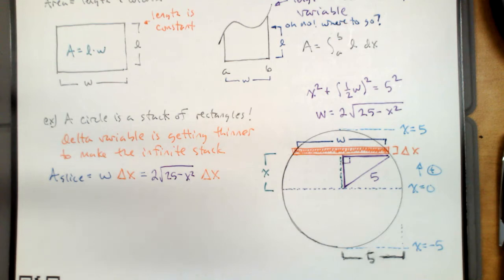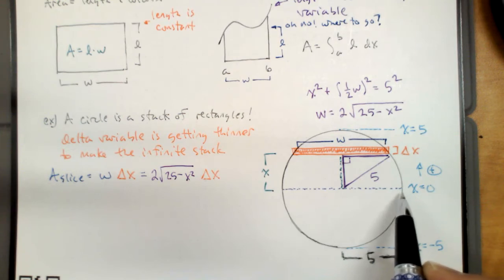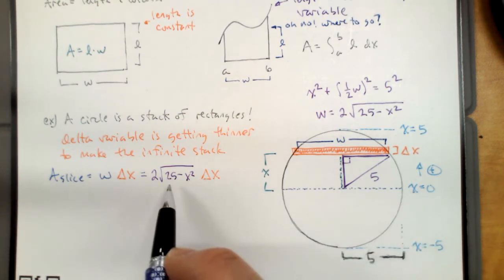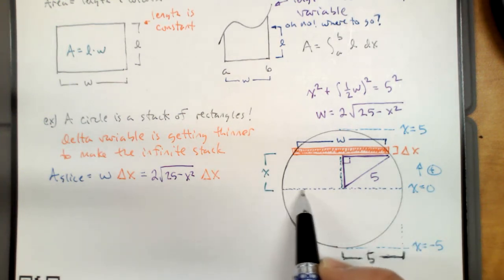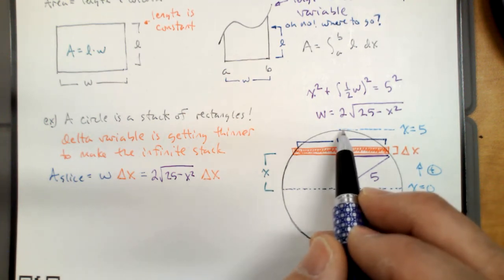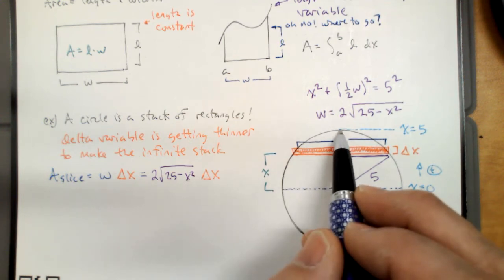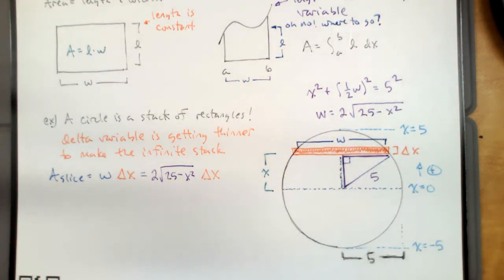This is the area of one slice. Depending on the value of x, when x is 0, the width is 2 times the square root of 25, which is 5 times 2, so the width is 10. When x goes up to 5, I have 25 minus 5 squared, so that's going to be 0. That makes sense because at the top there's no width anymore. Also, at the bottom, when x is -5, 25 minus (-5) squared is also 0. So our width is 0 down here at the bottom as well.